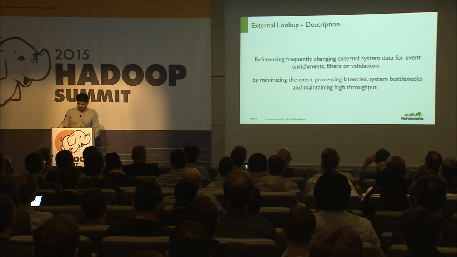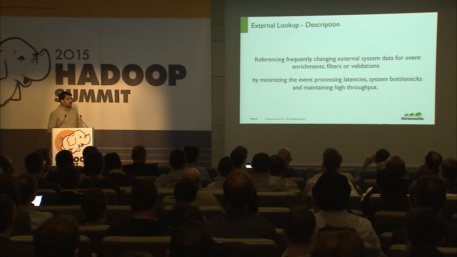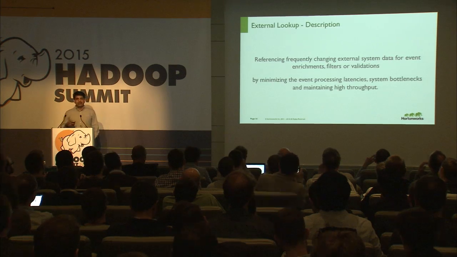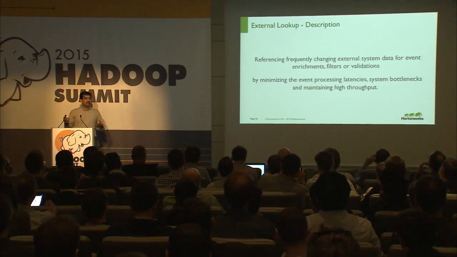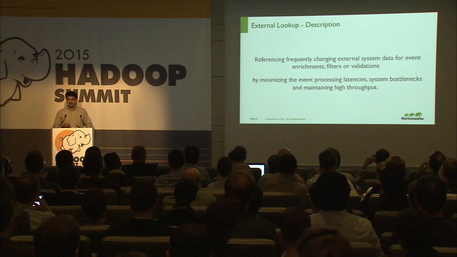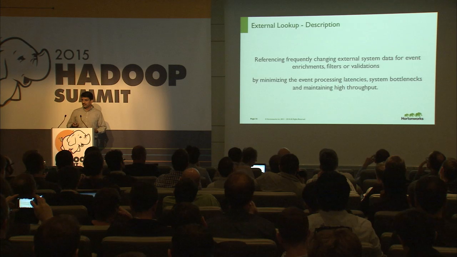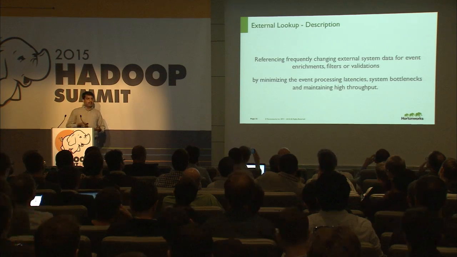So what is external data lookup? External data lookup is basically referencing frequently changing data, which is managed by an external system, and using that data for either enrichments or filtering your data sets, or even for doing validations. And you want to do this while maintaining your SLAs of throughput and latencies.